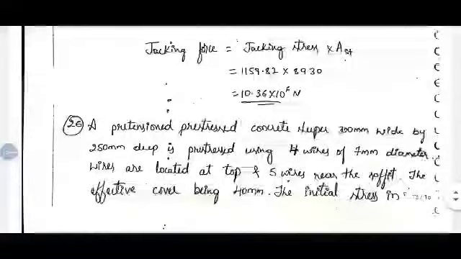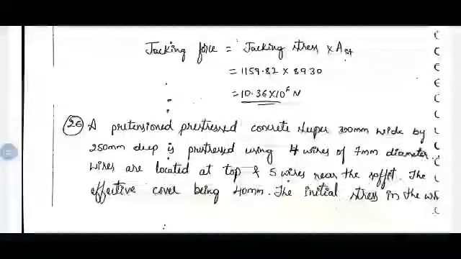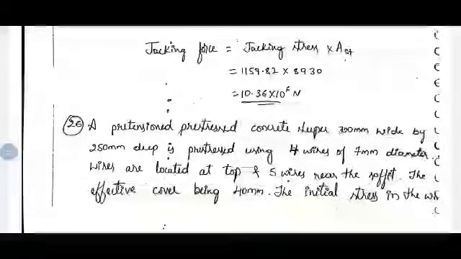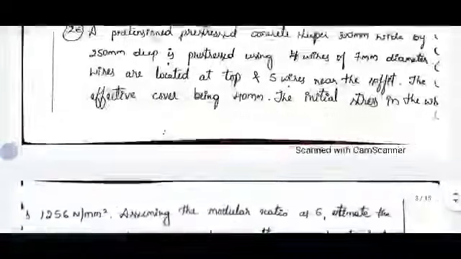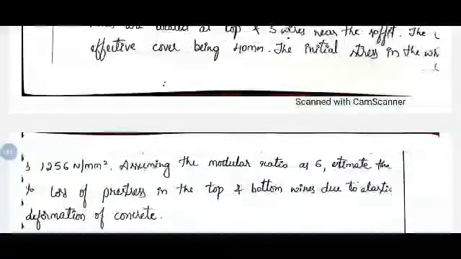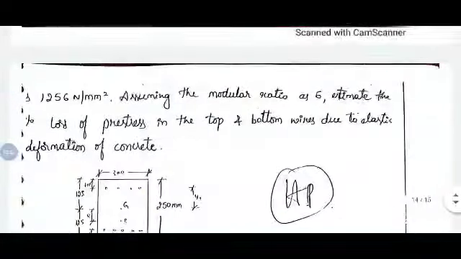Next problem, a pre-tensioned pre-stressed concrete sleeper 300 mm wide by 250 mm deep is pre-stressed by using 4 wires of 7 mm diameter. Wires are located at top and 5 wires near the soffit. The effective cover being 40 mm. The initial stress in the wires is 1256 Newton per mm square. Assume the modular ratio as 6. Estimate the percentage loss of pre-stress in the top and bottom wires due to elastic deformation of concrete.